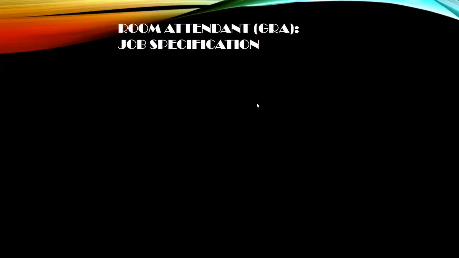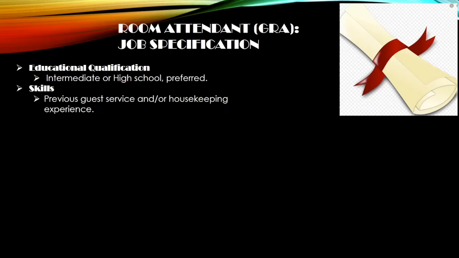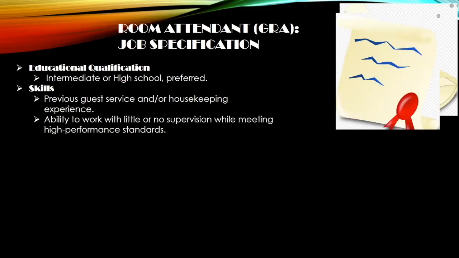Now we come to discussing the job specification required for a room attendant or a GRA. The educational qualification for them would be intermediate or high school preferred. Sometimes the room attendants are not even educated, but with a little bit of training, they are able to work in housekeeping. Some skills required for the room attendant would be previous guest service or housekeeping experience, which gives them an advantage. They should be able to work with little or no supervision, as in they should know how to perform the housekeeping tasks on their own.